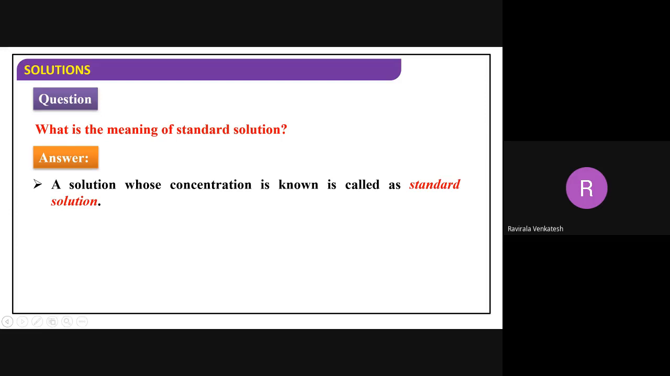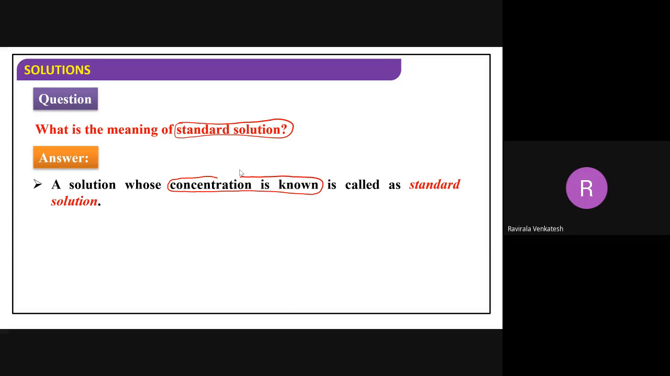Now, a very important thing next is called standard solution. The next topic is standard solution. Now, what is the meaning of standard solution? A solution whose concentration is known is called a standard solution. If you know the concentration of the solution, then the solution is called a standard solution. Understood?